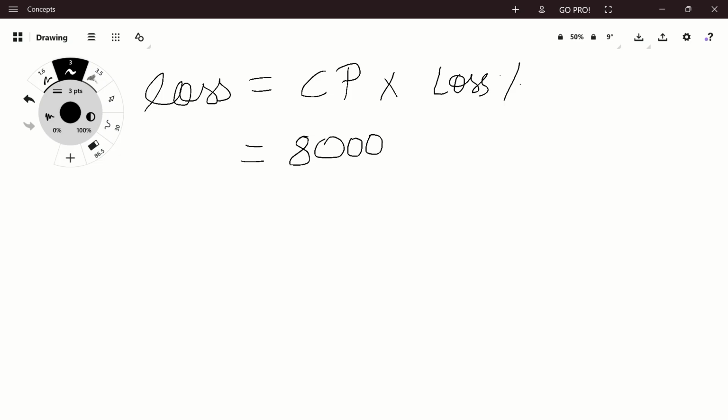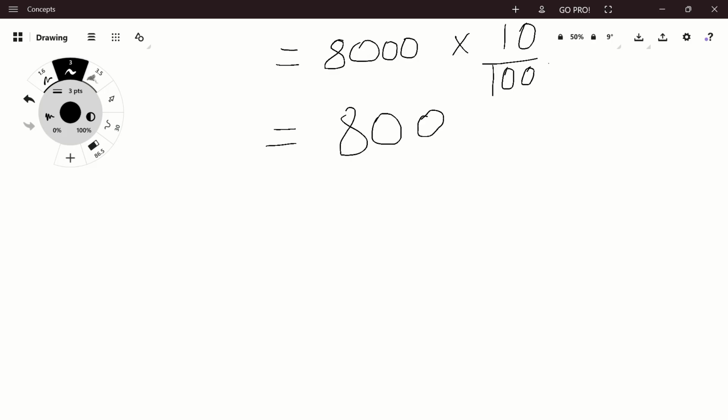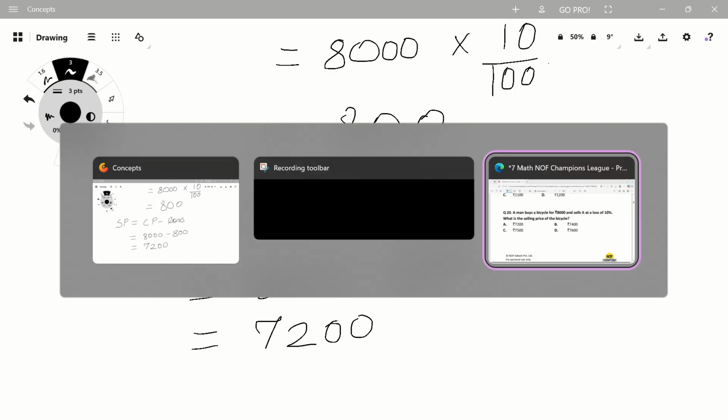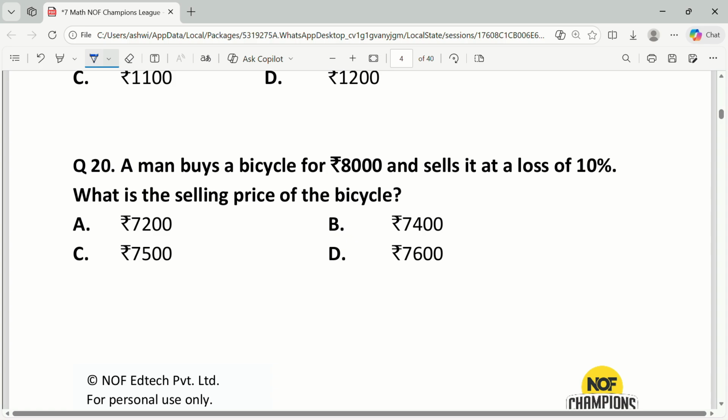8,000 into 10 upon 100, which makes loss equal to 800. Now, calculating the selling price, which is equal to cost price minus loss price, which is equal to 8,000 minus 800, which is 7,200. Comparing with the options, the answer is A, rupees 7,200.